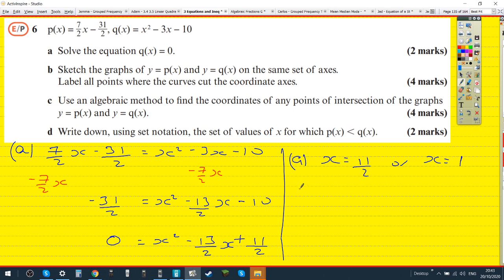Okay. Question B, you have to sketch the graphs. Any idea how you'd sketch the graph? Well, we know that both of them are positive numbers. Yeah. But they're both roots. Hang on, I'm not worried about that for the moment. I'll deal with that another time. Question C. Coordinates of the points of intersection.